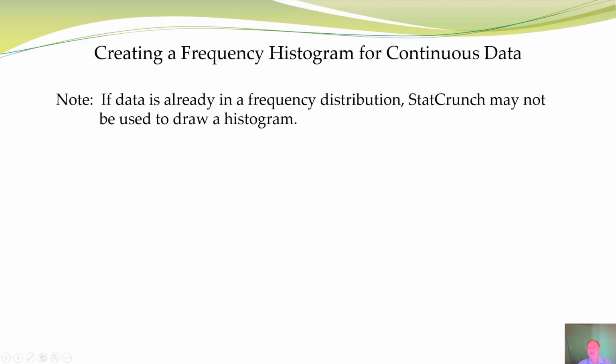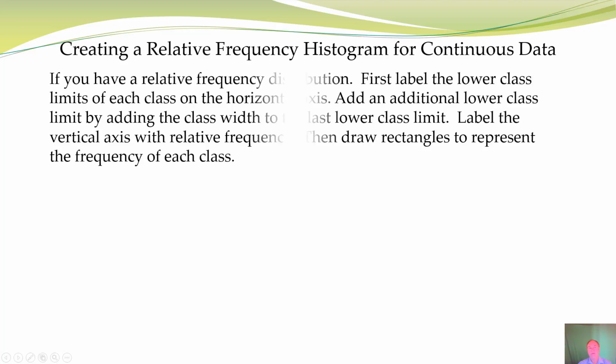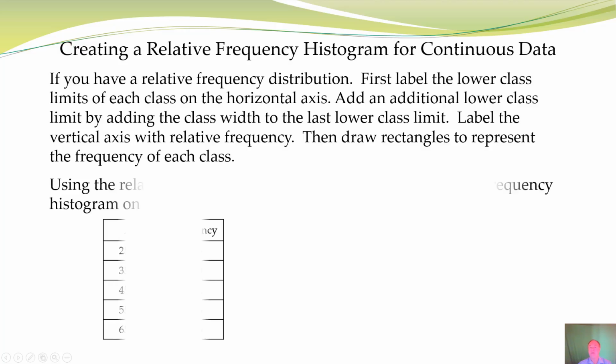All right, now going back to the PowerPoint. Creating a relative frequency histogram for continuous data. If you have a relative frequency distribution, first label the lower class limits of each class on the horizontal axis, add an additional lower class limit by adding the class width to the last lower class limit, label the vertical axis with relative frequency, then draw your rectangles. Very similar to what we just did for frequency.